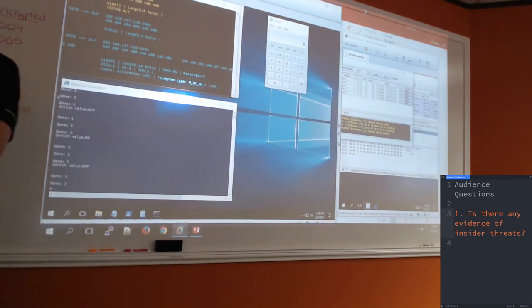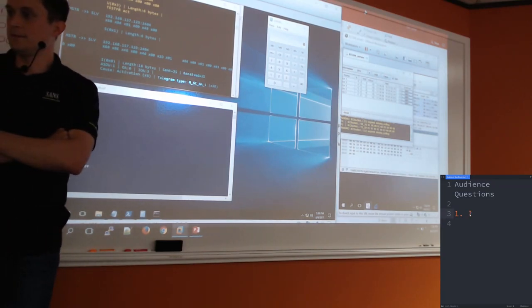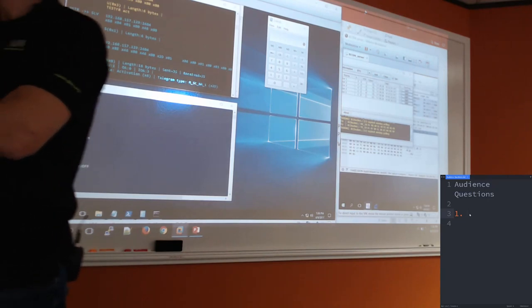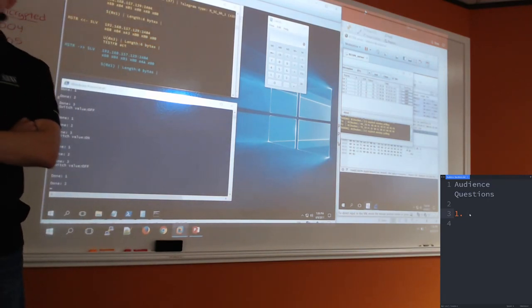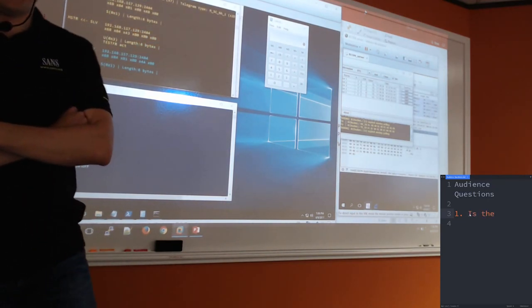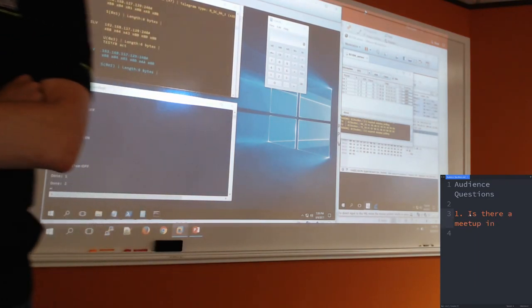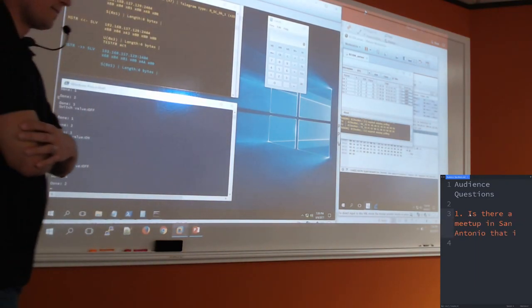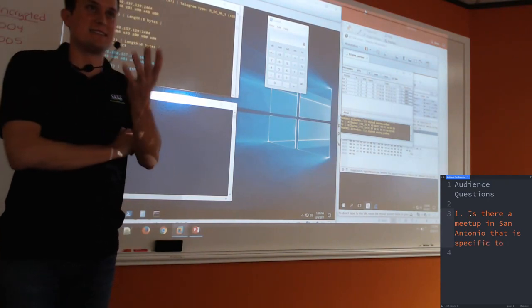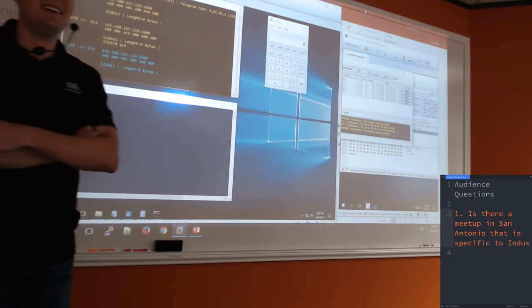If I wanted to learn more about industrial control systems and security, is there a meetup in San Antonio that's specific to that? That's a good question. There is. The group's actually been going. Steven, do you want to come up and talk a little?